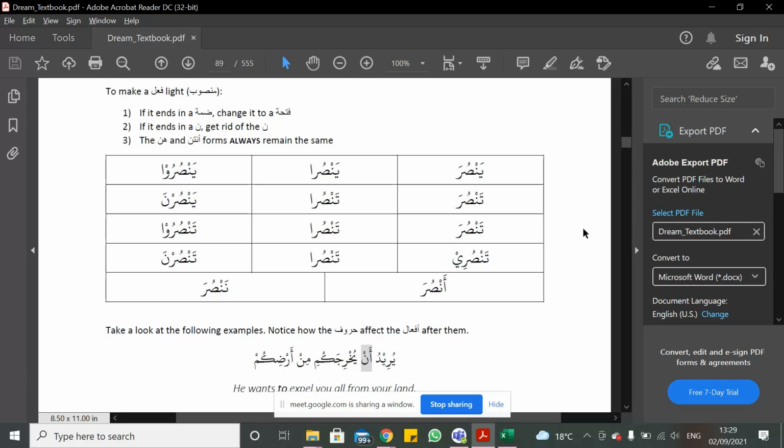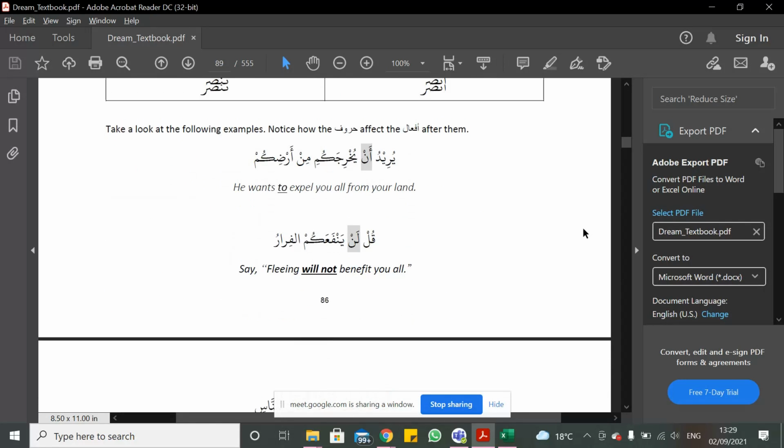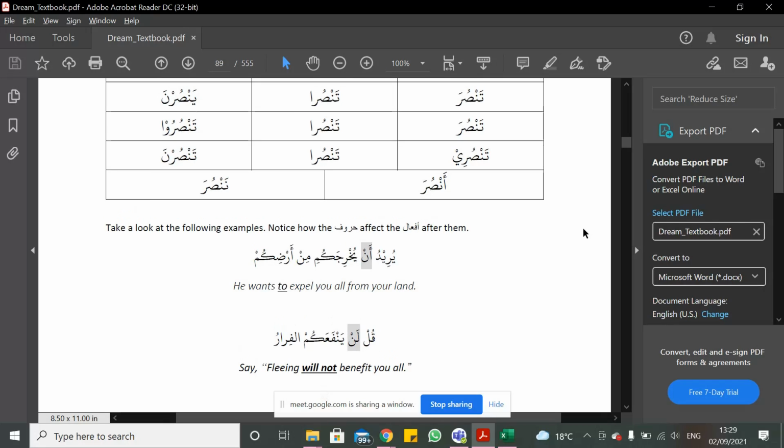Good. Now I want Sister Habiba to please attempt this example. Take a look at the following examples. Notice how the huruf affect the fi'l after them. Yuridu an yukhrijakum min ardikum. Okay. What is yuridu? Yuridu is huwa form. It looks like a fail, but we have not studied anything starting with u, right? We have yansuru, not yunsiru, right? So this is a passive fail, we have not studied yet. So leave it.